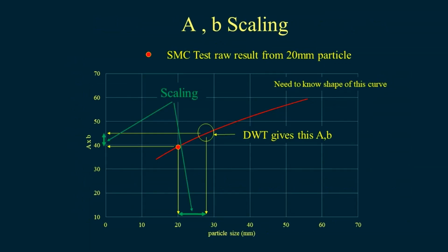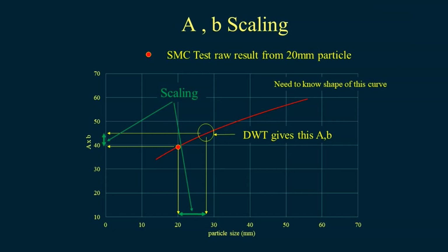Let's go back to our curve. There's 40 being plotted on our curve. It's done with a 20mm particle. If we knew the shape of that scaling curve, then we would use that shape to slide that particle size up to the equivalent of 28mm. There's the shift in size. And there is the scaling factor, the scaling that we've needed to do to adjust that 40 A times B to 45. And there we've got the right answer.